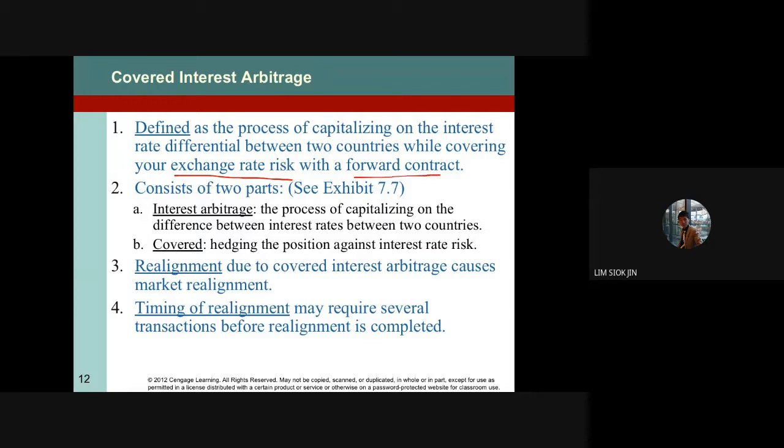All right. And in order for this arbitrage to take place, there must be a difference between the interest rates of the two countries. Okay, and the word covered is because you cover the exchange rate risk. And when this happens, usually this arbitrage, again, will not last long because the market will realign itself and it may take a little time for this to be realigned. So compared to locational as well as triangular, this one takes a little bit more time to be discovered and the arbitrage to be gone. So it takes slightly longer time because it's a little bit more complicated.